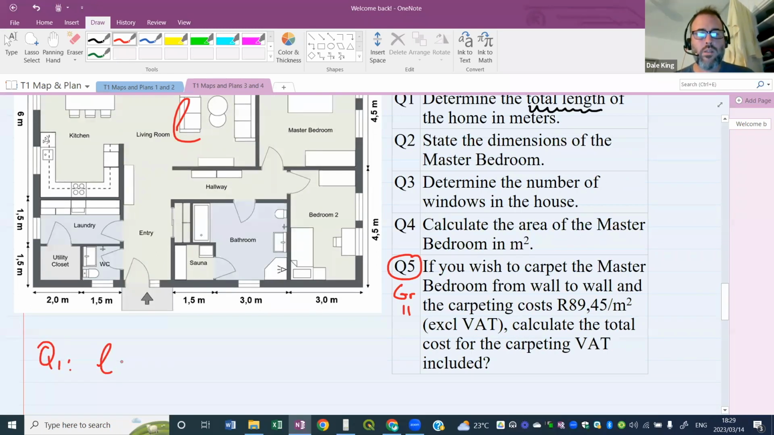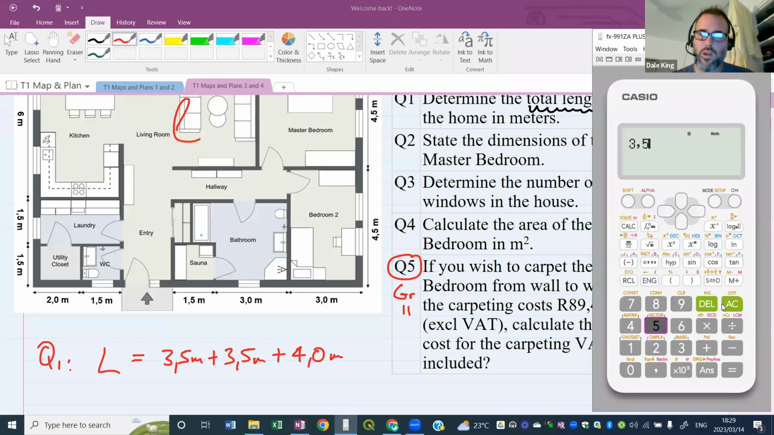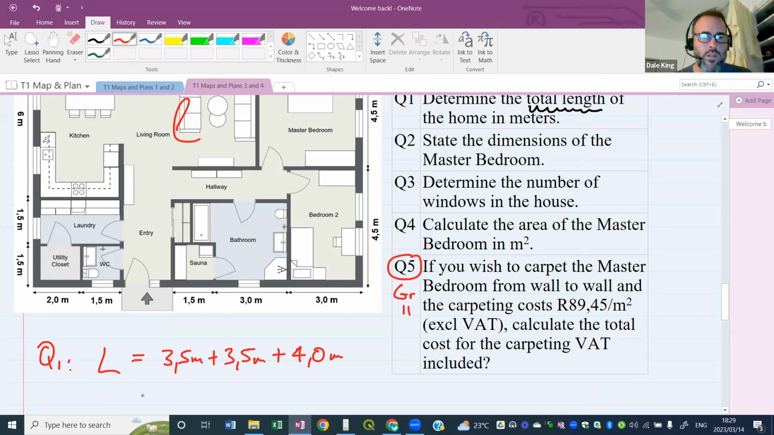I use a funny cursive L because if I just write a line like that for L, it looks like a 1. In fact, let me use a capital. So L for length is equal to 3,5 meters plus 3,5 meters plus 4 meters. Let's put that on the calculator. 3.5 plus 3.5 plus 4. All right, 11. There we go. So it's 11 meters long. The house is 11 meters long.